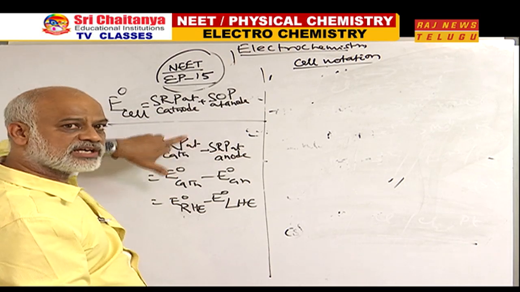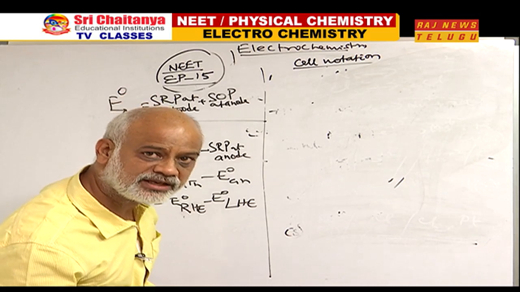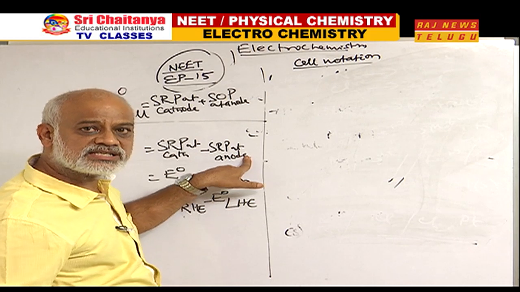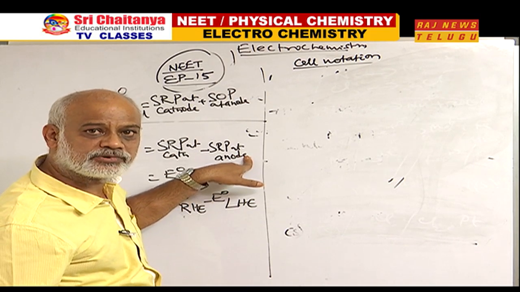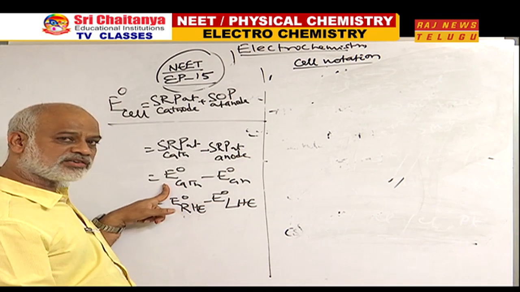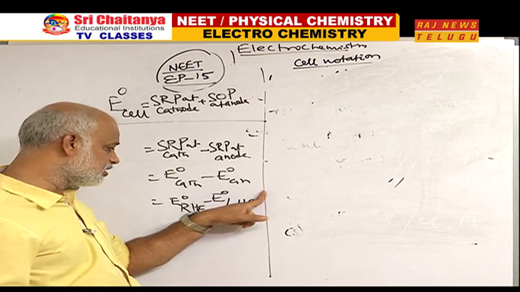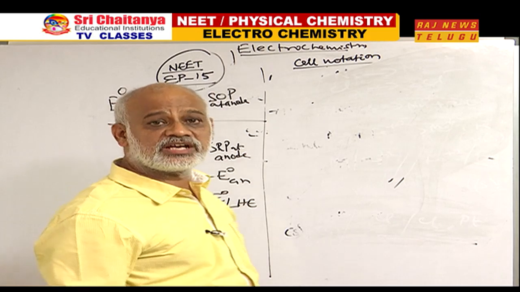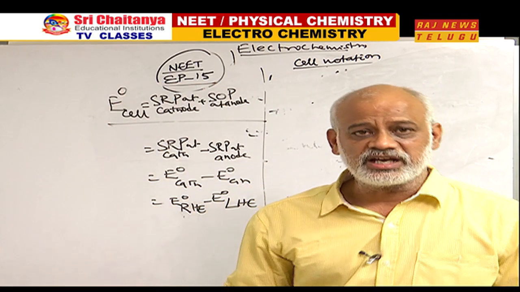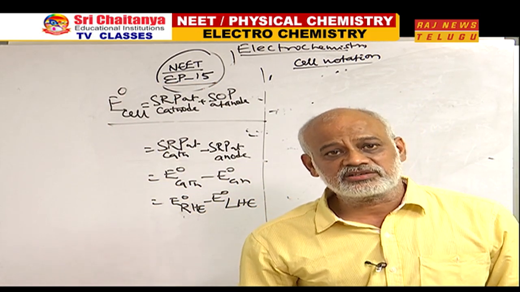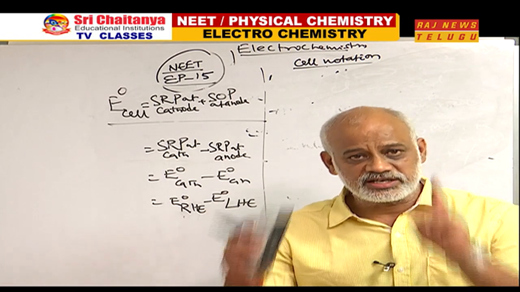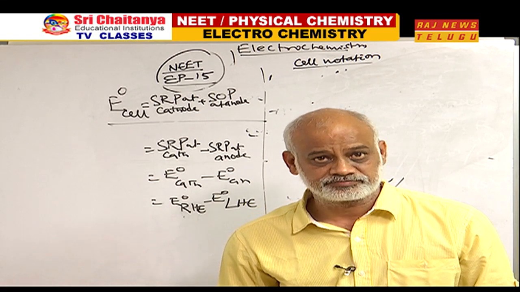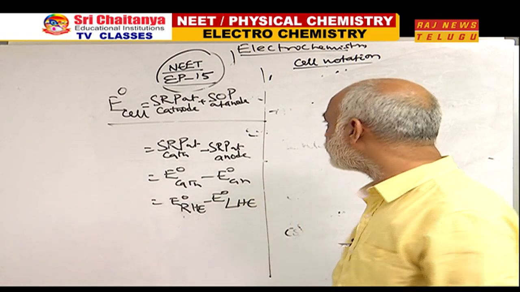Now, tell me, both are represented in terms of SRP. Therefore, can I now say SRP at the cathode minus SRP at the anode will give you the cell potential, which I wrote as E naught cathode minus E naught anode, E naught RHE minus E naught LHE. If they don't mention anything and they say standard electrode potential, then you should understand that it is standard reduction potential. Then how to do the problem, sir?